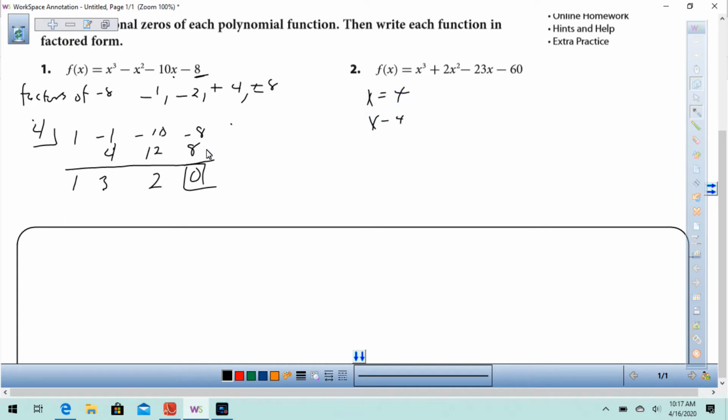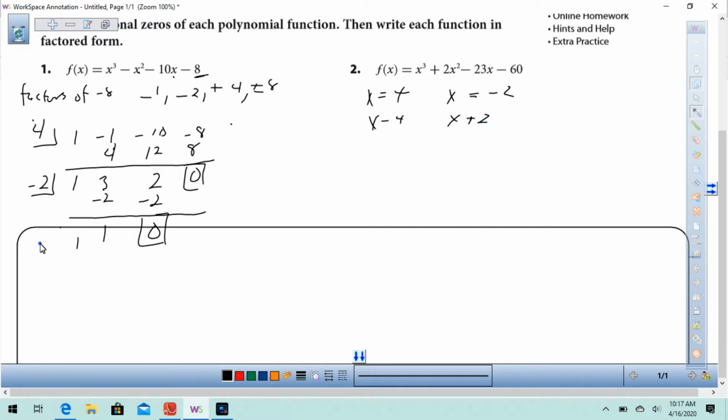All right. Now we need to find another. So we have a positive 2 here. What if we try -2? Let's try -2. That's 1. -2 times 1 is -2. That gives us positive 1. -2 times 1 is -2. That gives us 0. So our next factor is x equals -2. So x plus 2 is a factor.